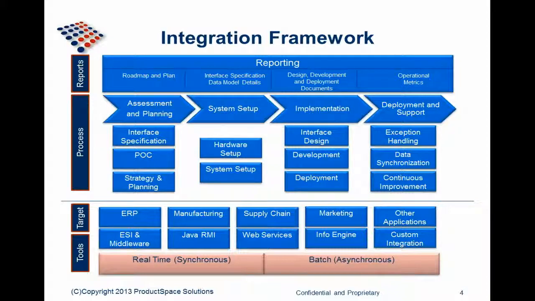We follow the below given framework for integrating enterprise systems. There are 4 high-level phases and they are assessment and planning, system setup, implementation, and deployment and support. In the assessment and planning phase, interface specification is finalized. Different implementation options are weighed. Proof of concept is developed to ensure that the system can be integrated. Finally, a project plan is prepared.